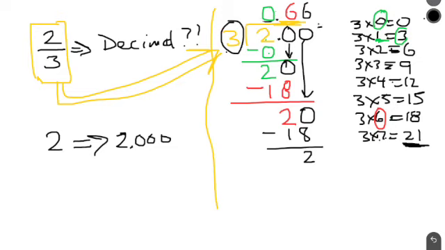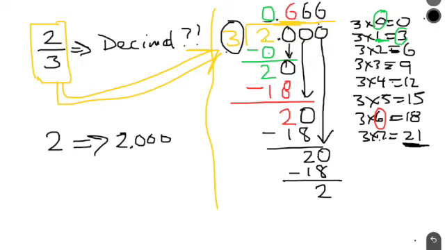We continue the process where we add another 0 and bring it down. You'll see that 3 times 6 once again is equal to 18. Remainder 2 again. And you see that it keeps going on and on. 0.666666666.